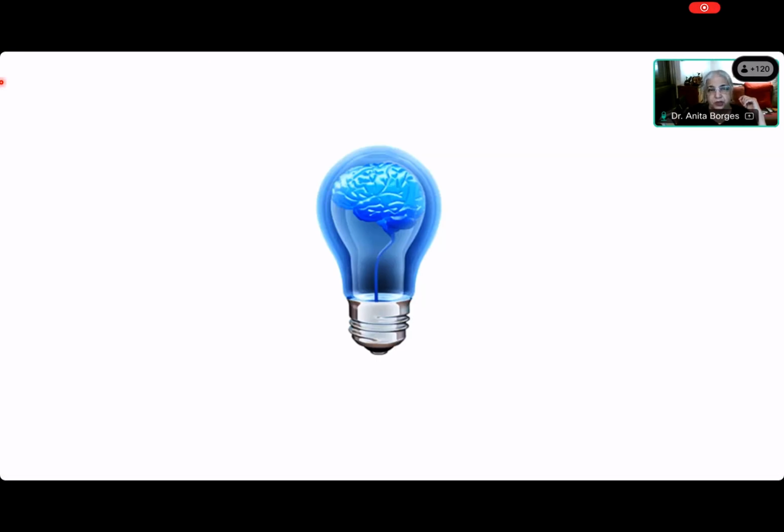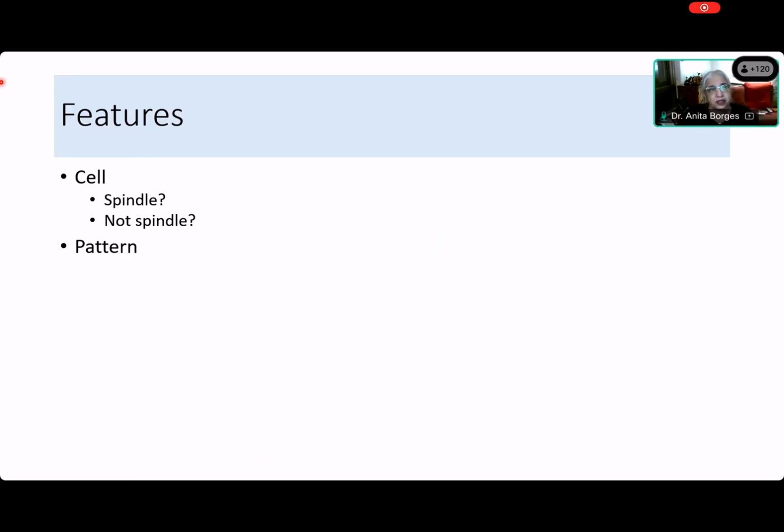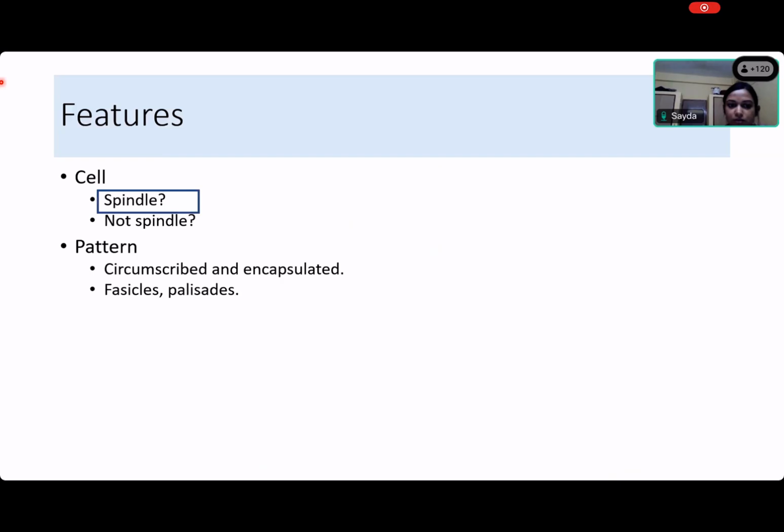Really nice. So what is this diagnosis now? Come on, Saida. Is it a spindle cell? Yes, ma'am. Yes, very good. What is the pattern? It is circumscribed. It is encapsulated. And there are fascicles and palisades. Yes. There's collagenous stroma with looser foci, which we refer to as Antoni B.